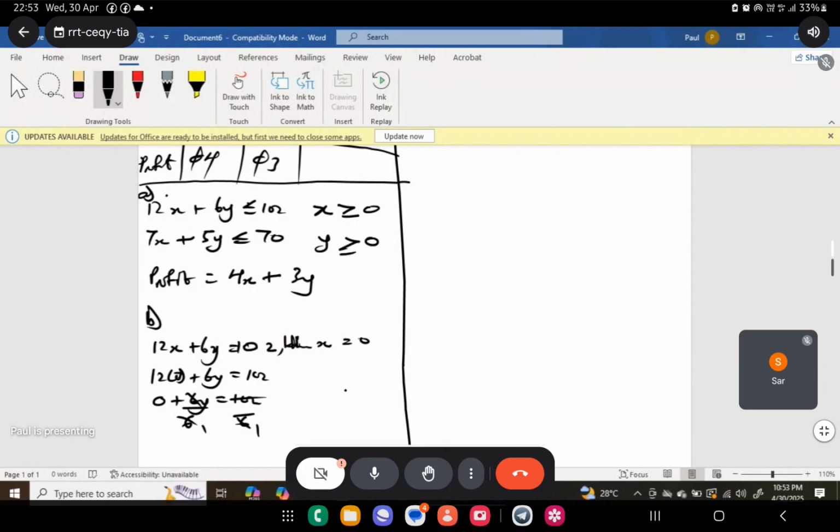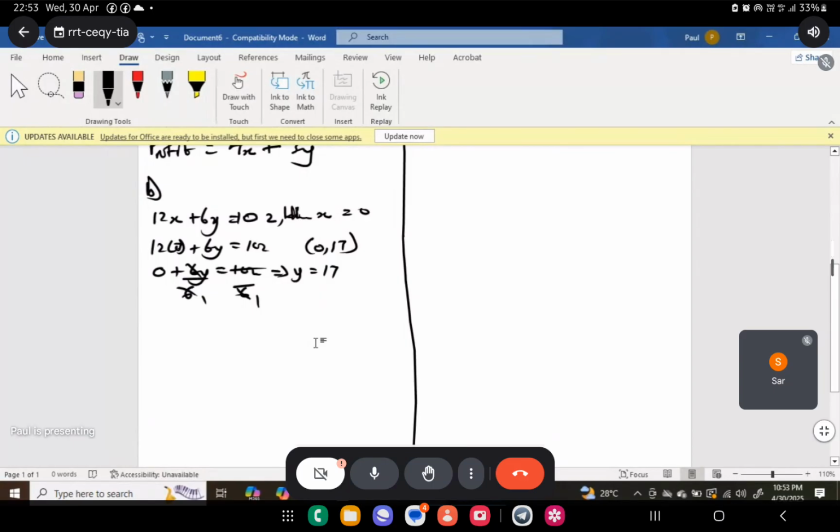So y will be 17. So when x is 0, y is 17. That's our first coordinates. You know that this is a line. This thing here is a line: 12x plus 6y being equal to 102. It's a straight line. And a line, I told you that a line is the distance between 2 points.